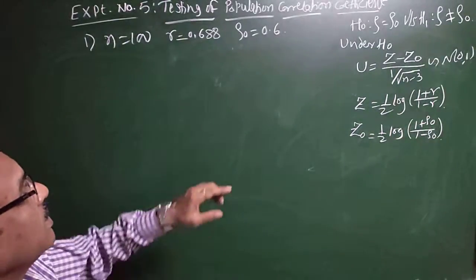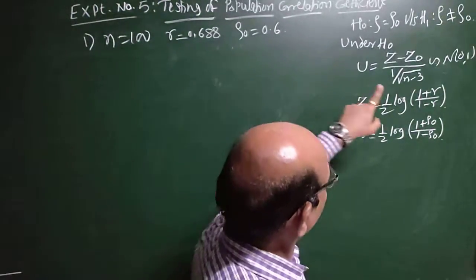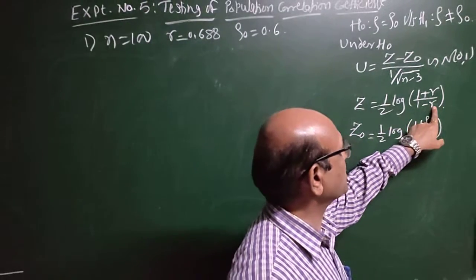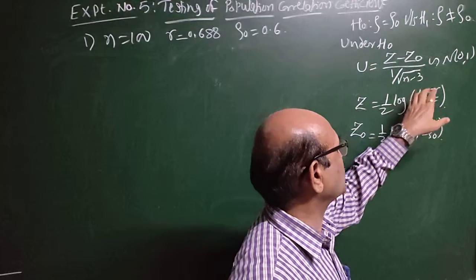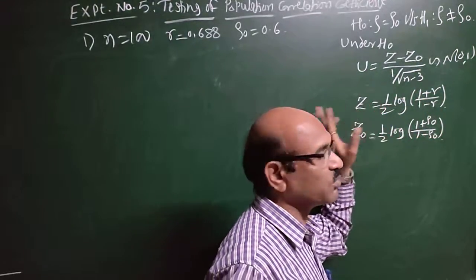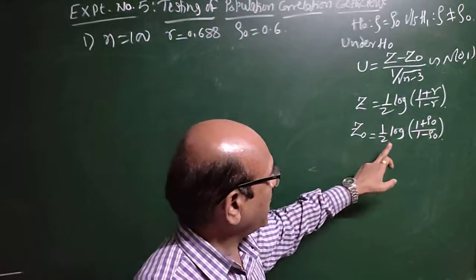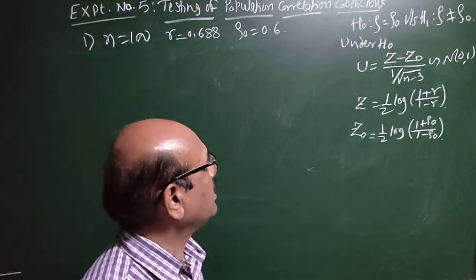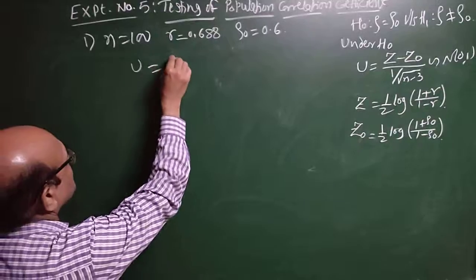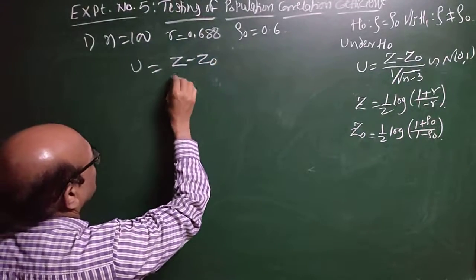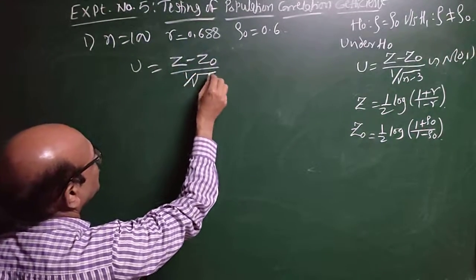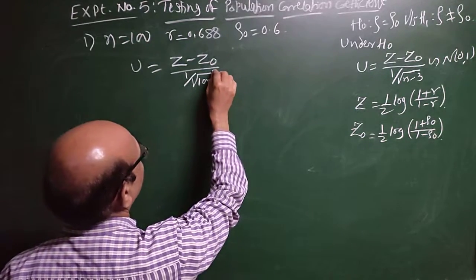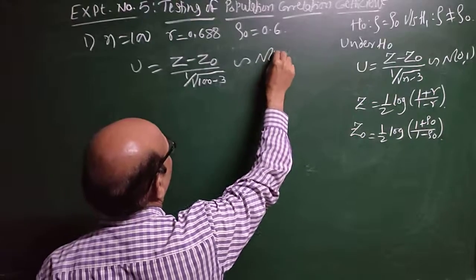Now what do you have to do? You have to substitute the values here: 1 plus R, 0.688, divided by 1 minus 0.688, get the ratio, obtain its log, divided by 2, and that will be your Z value. Here you substitute 0.6 and get Z naught. Then under H0, what is your test statistic? Z you have calculated, Z naught you have calculated, divided by 1 by root of n, which is 100 minus 3. So that follows a normal distribution.